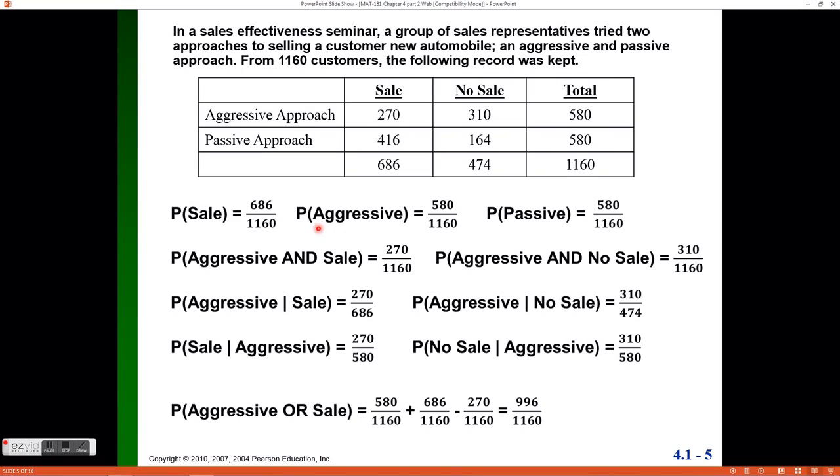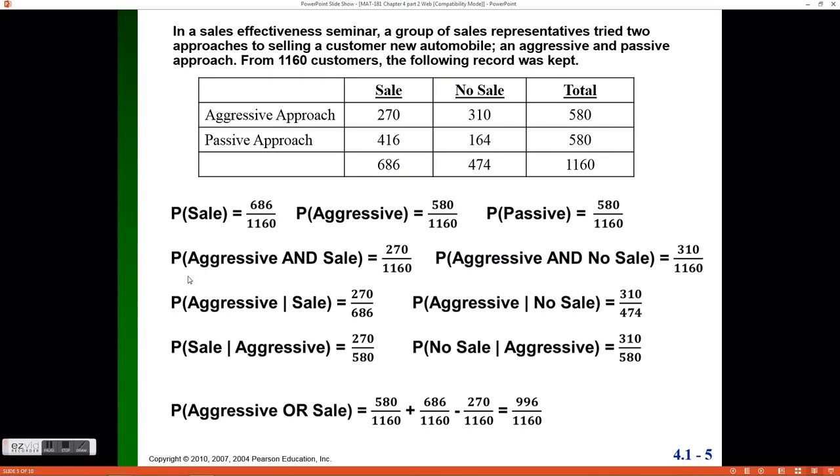Similar calculations can be done to find the probability of the aggressive approach being used. If I were to pull a random customer out of the 1160, well, there are 580 who had the aggressive approach used on them. So the relative frequency would be 580 out of 1160. And the similar calculation is done for the passive approach, because there are also 580 people who had the passive approach used on them out of 1160. Everything is simply done by finding a relative frequency from the table.